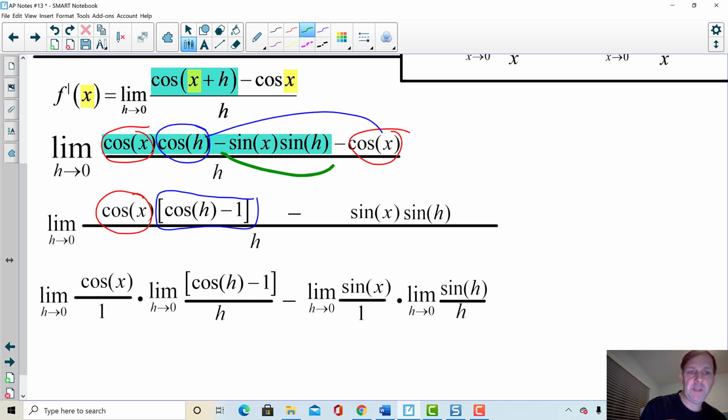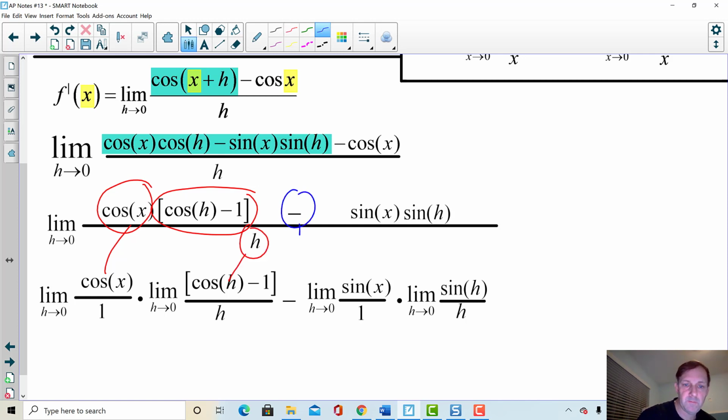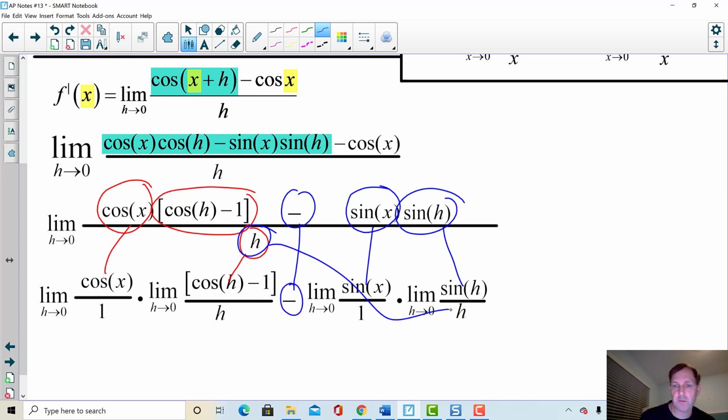Now this entire piece we just bring over here. Now we're going to break up this big fraction into two fractions. They're both going to be over h. And on the left side we have cosine over 1, and we have this stuff over h. Don't forget to bring the minus down. Over here we have sine over 1 and sine of h over h. Remember, they both had an h on the bottom.